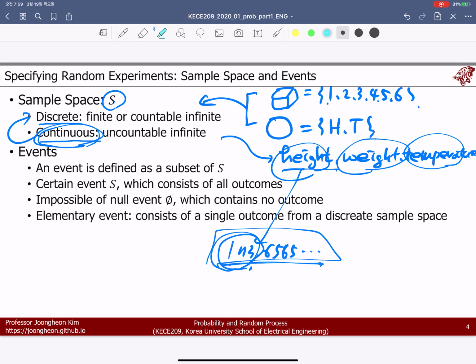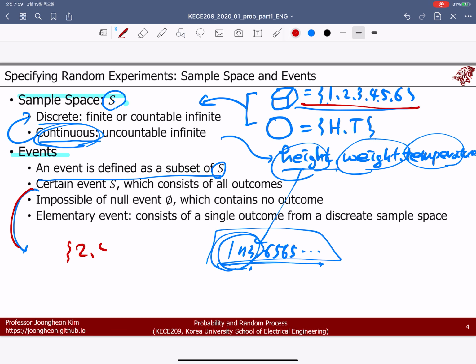And then we have another definition that is called an event. An event is a subset of a sample space. This is defined as follows. Okay, among this dice toss result, we want to select only even numbers. Then we can say that we have 2, 4, 6. So this is a subset of capital S. This is called E, and E is a subset of S.